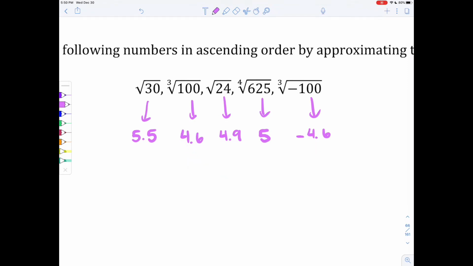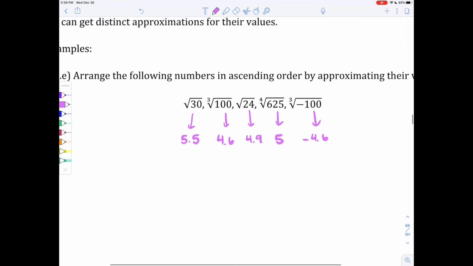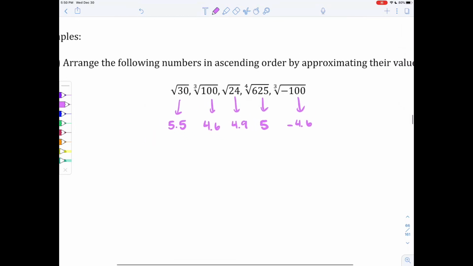All right. So hopefully you did those approximations on your own and you're feeling decently confident with them. But what we're going to look at now is that the question wants us to write these numbers in ascending order, so from least to greatest. So I'm going to take these approximations and order them. Negative 4.6 would be the smallest. Then we'd have 4.6, then 4.9, then 5, then 5.5.